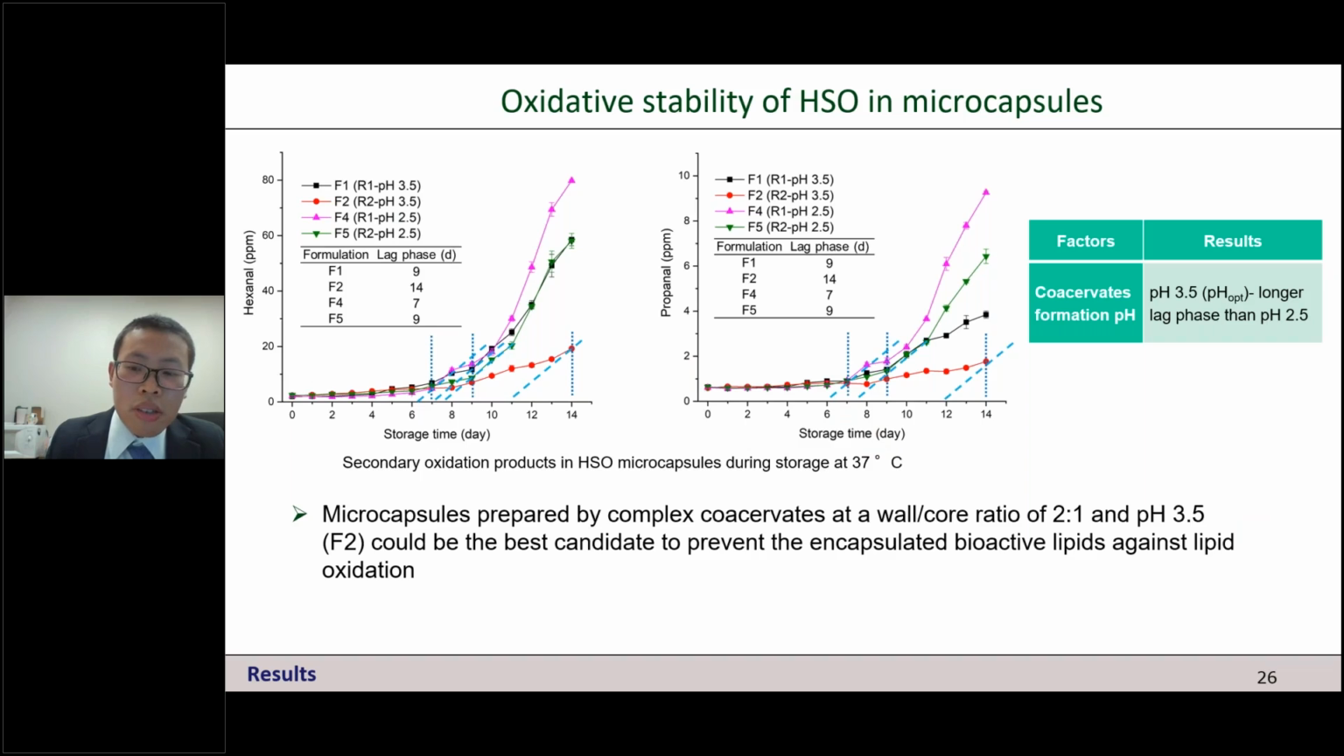Overall, the microcapsules prepared by complex coacervates at a wall-to-core ratio of 2:1 and pH 3.5 could be the best candidate to protect the encapsulated hempseed oil against lipid oxidation. As for the ratio, R1 means ratio 1:1, R2 means 2:1. Here we found the F2 has the best oxidative stability. So that's why I conclude the pH 3.5 and ratio 2:1.